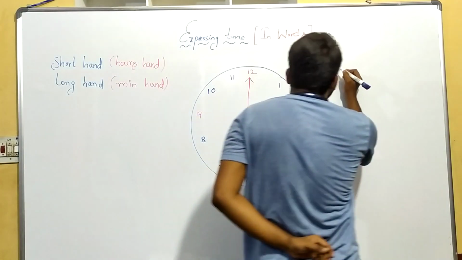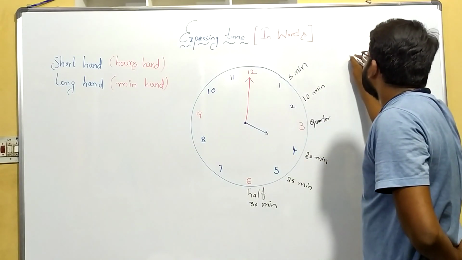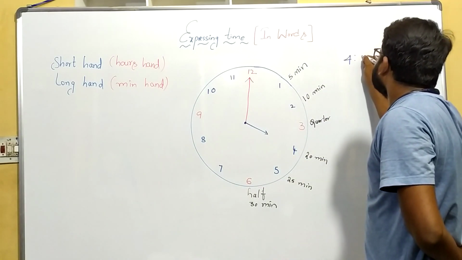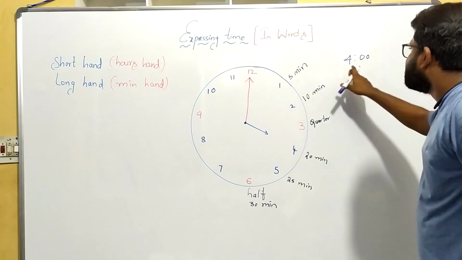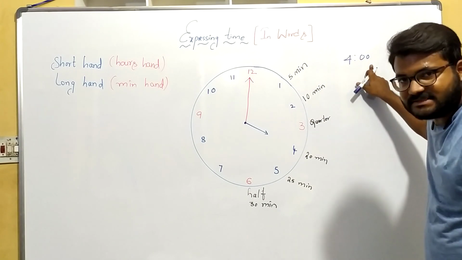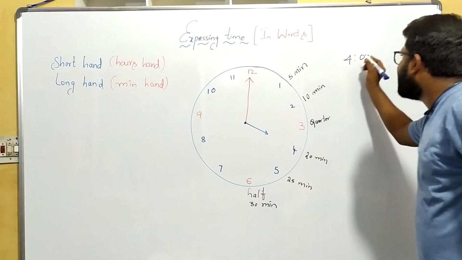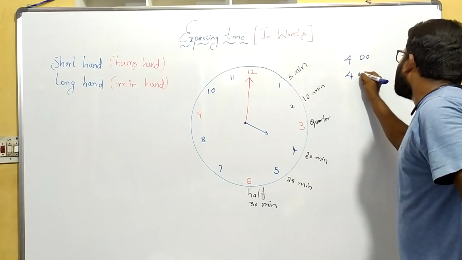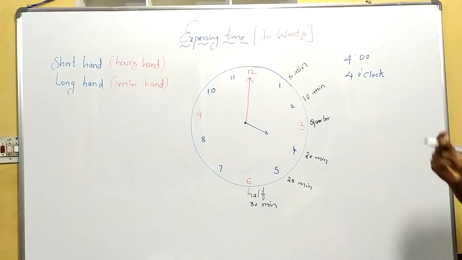So we represent time in numericals as 4:00, whether it is am or pm, no problem. See here, we represent this as 4:00. Now in words, you mention that as 4 o'clock. All of you know that, 4 o'clock.